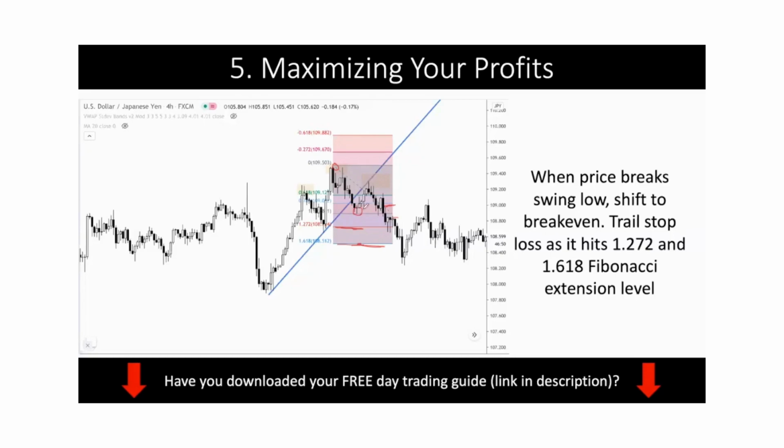So in this case, it's the same example as the previous slide. Assuming that you enter over here, somewhere here. When price hits the recent swing low, you're going to shift to break even. When price hits this level, you're going to shift it to somewhere here. And when price hits here, you're going to shift it to somewhere above here. So in this case, you would have exited this trade somewhere here versus just exiting here. So that's how you maximize your profit.